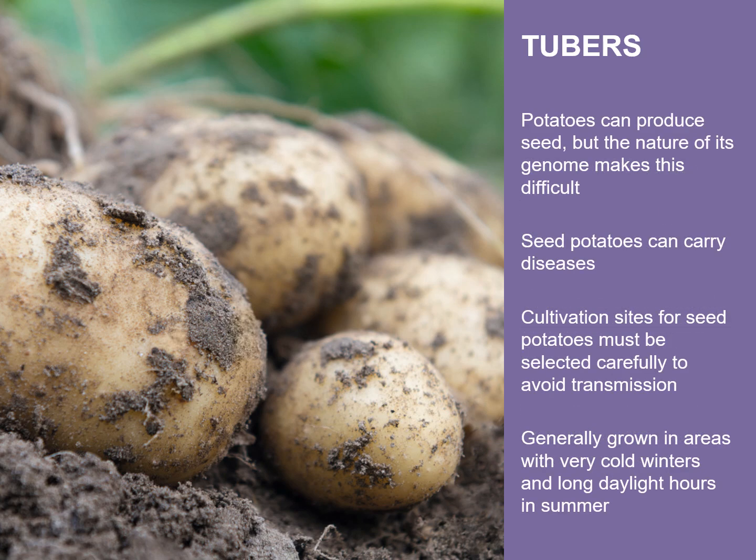Potatoes can produce seeds, but the nature of their genome makes this quite difficult, and it makes breeding potatoes quite difficult as well. So most potatoes that we eat are what are called tetraploid, so they have 4 copies of their genome inside their cells. So humans are diploid, so we only have 2 copies of our genome. But potatoes are tetraploid, so this makes their genetics very complicated, and it's much simpler to propagate them from seeds.